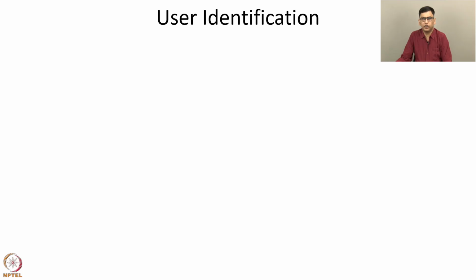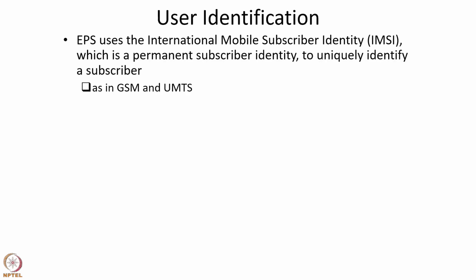So, before we discuss authentication and key agreement, let us discuss the process for user identification in EPS. EPS uses a similar mechanism to that used in GSM and UMTS. In particular, EPS uses the IMSI number, which is International Mobile Subscriber Identity. So, EPS uses the IMSI, which is a permanent subscriber identity. That is, it's an identity of the SIM card to uniquely identify a subscriber.